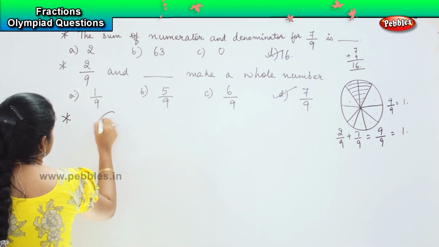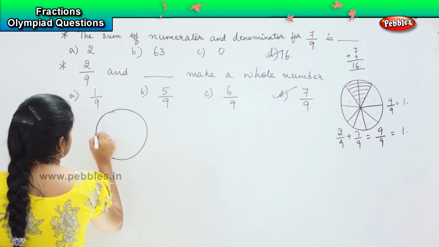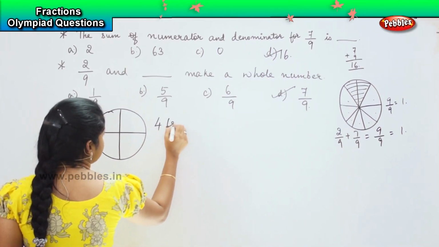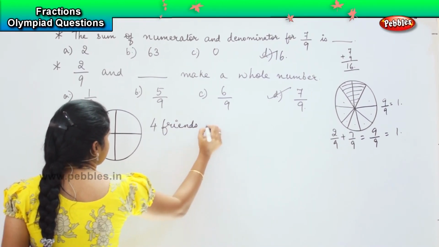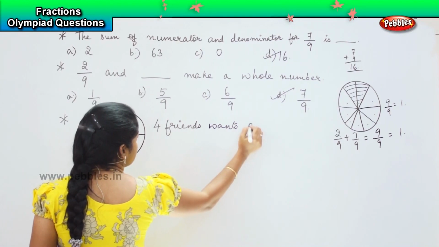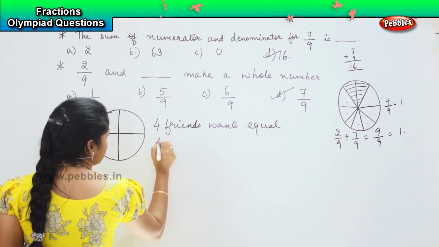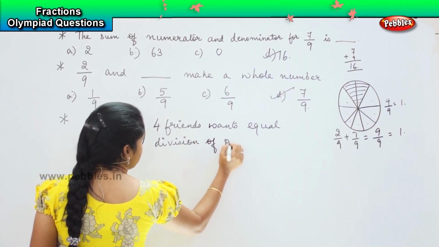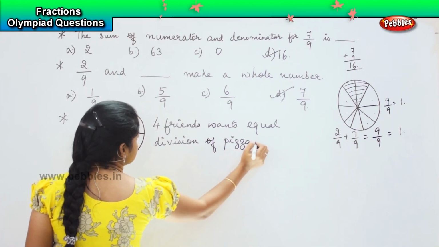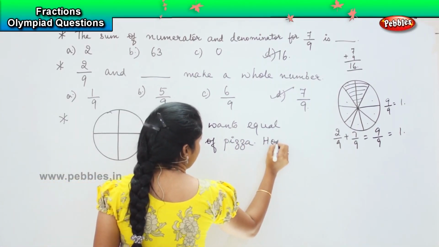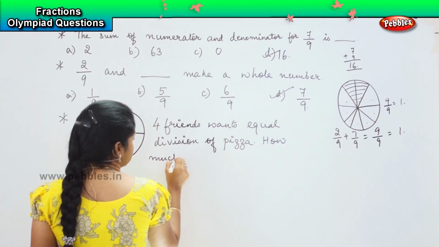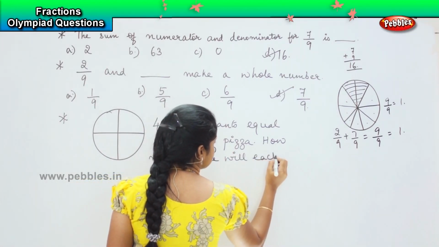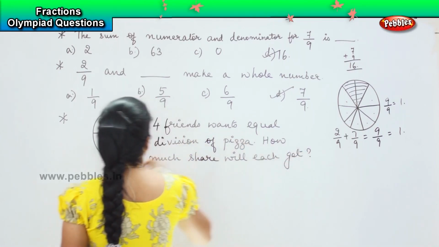Shweta has got 4 friends. She wants equal division of pizza. How much share will each get? Did you understand the question?